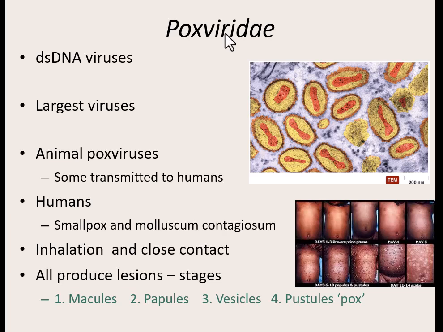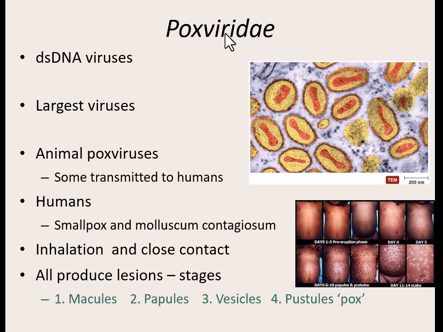Some of them can get transmitted to humans with close contact, and we're going to talk about a couple of those. There are really only 2 in this group that cause human disease: the smallpox virus, which is my next slide, and molluscum contagiosum. They are both spread by inhalation and close contact, and they all produce some type of lesion, which gives it that name, pox. You have the pox. It causes these lesions of the skin, so it's a very visual virus. You know if someone's infected.